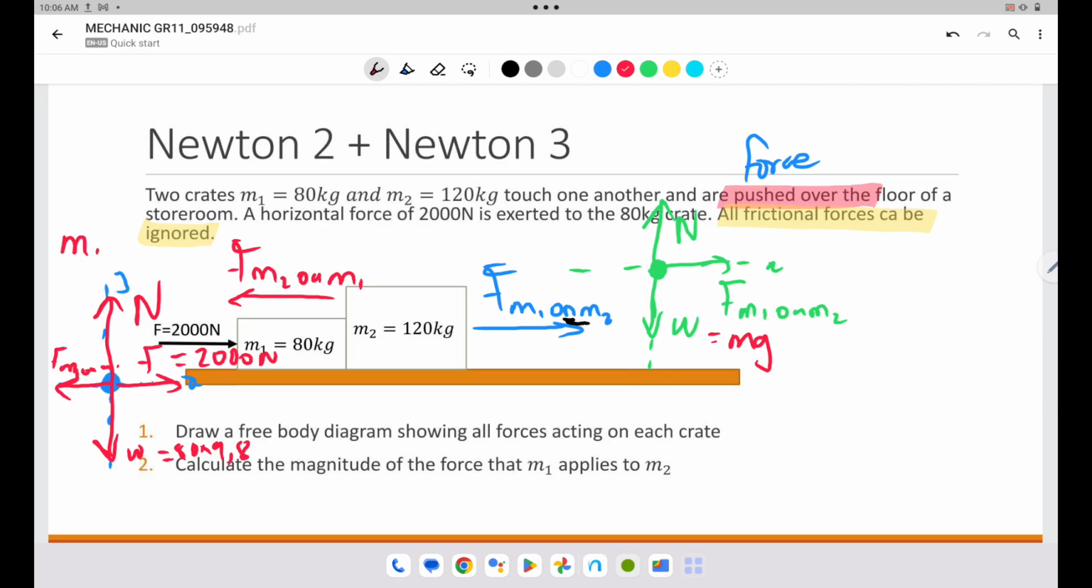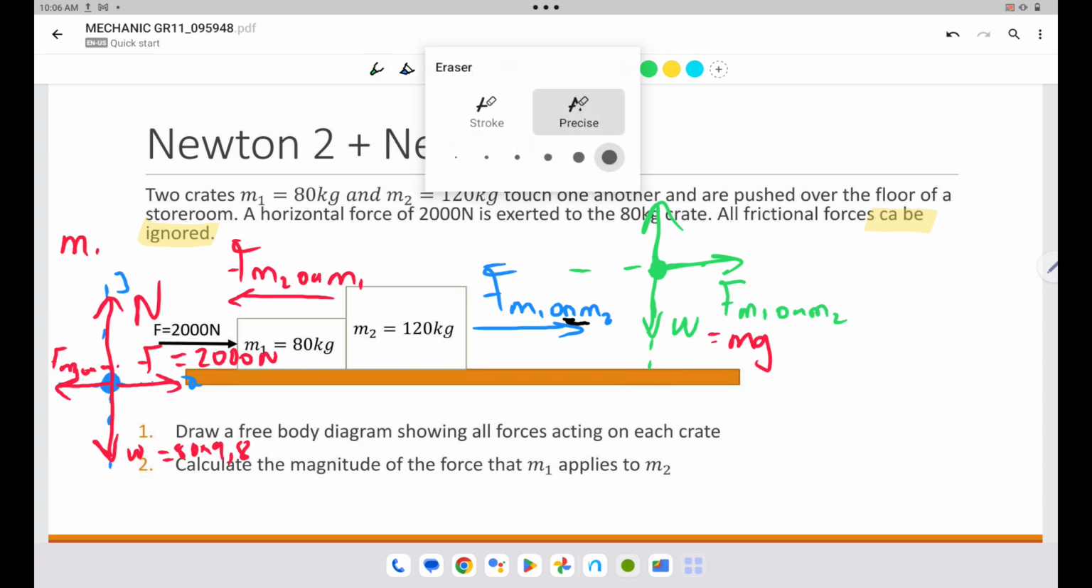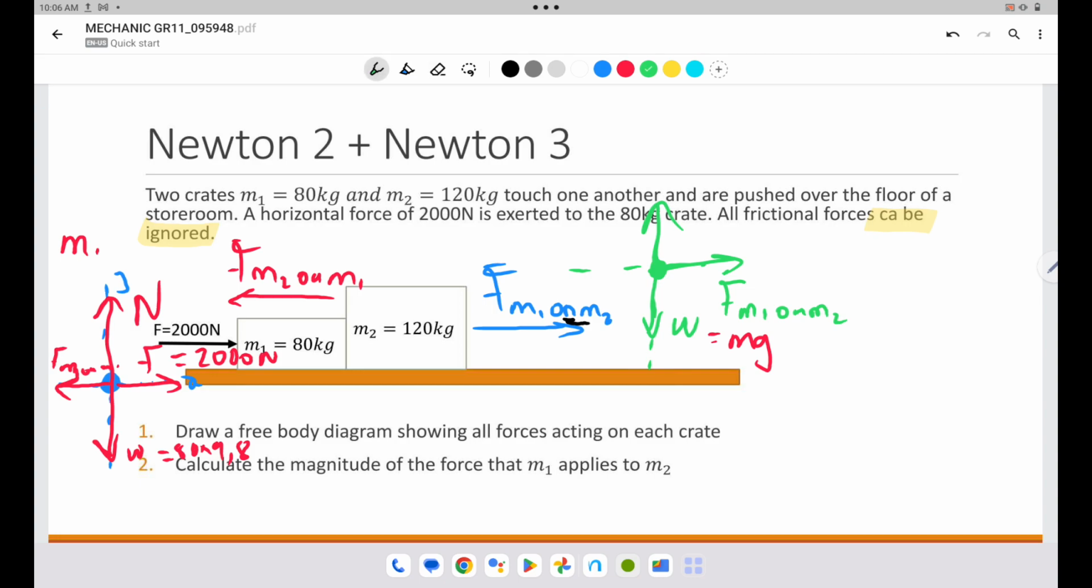But what we know from Newton's third law of motion is that the force that M1 exerts on M2 has the same magnitude as the force that M2 exerts on M1.